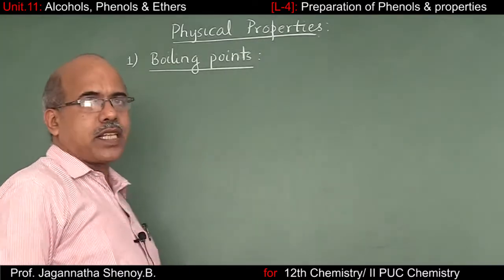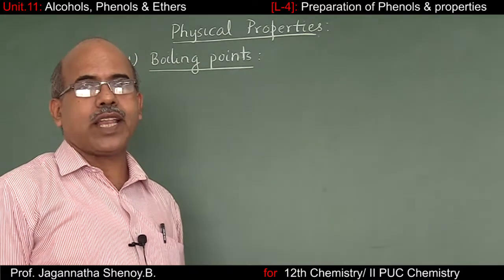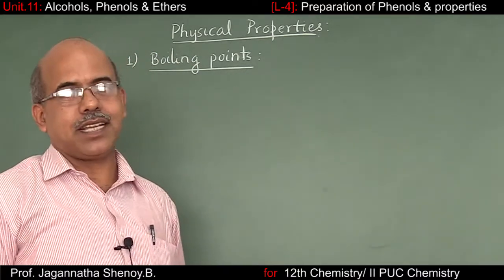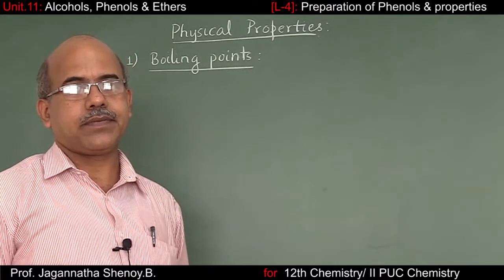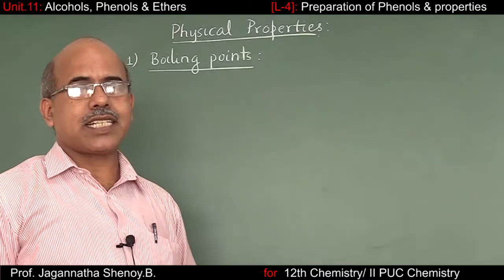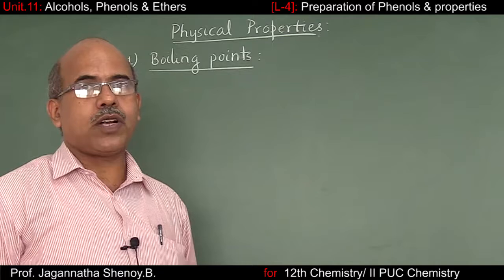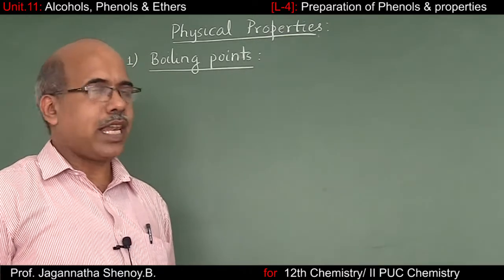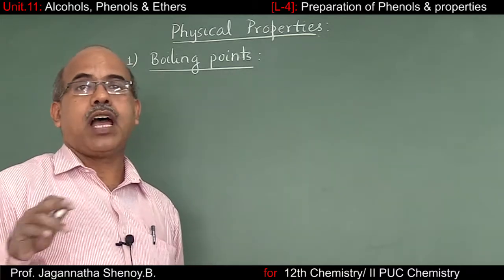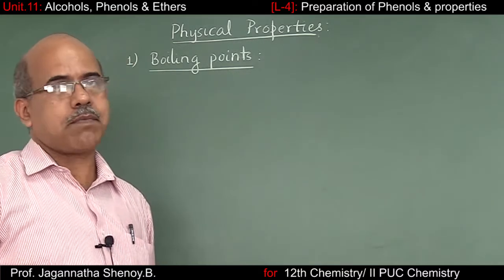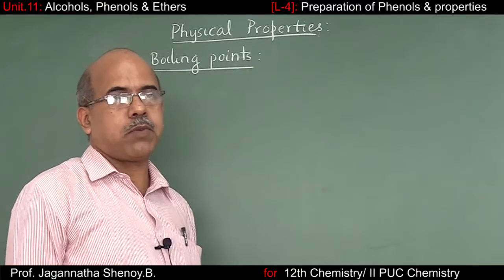The second point we are going to consider is we will compare the boiling points of alcohols and phenols with hydrocarbons, ethers, and haloalkanes and haloarenes of comparable molar masses. Or in other words, I will select alcohols or phenols and compare their boiling points with other functional groups like haloalkanes, haloarenes, ethers, which have almost the same molar mass. It's observed that alcohols and phenols have higher boiling points.